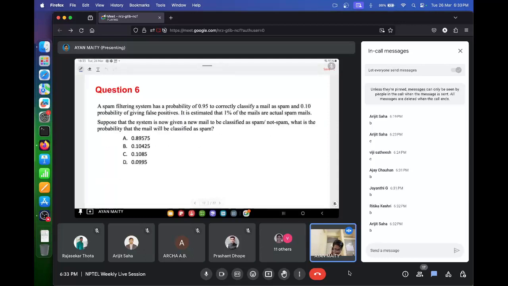Now question 6. A spam filtering system has a probability of 0.95 to correctly classify a mail as spam and 0.10 probability of giving false positives. It is estimated that 1% of the mails are actually spam mails. Suppose that the system is now given a new mail to be classified as spam or not spam. What is the probability that the mail will be classified as spam?